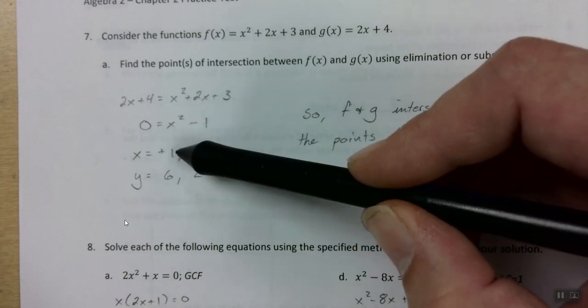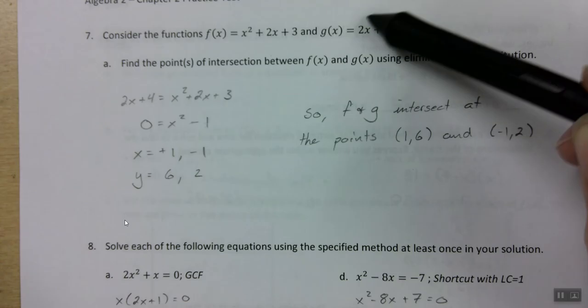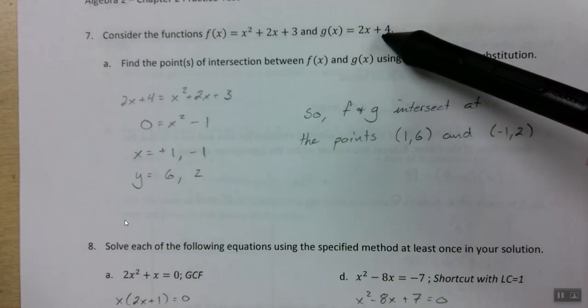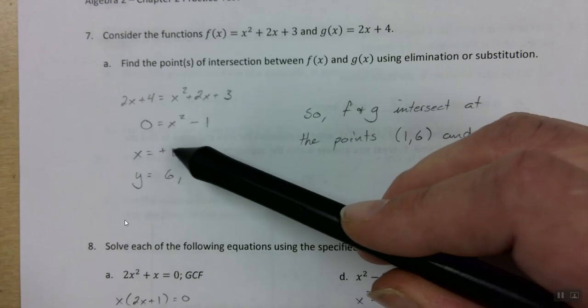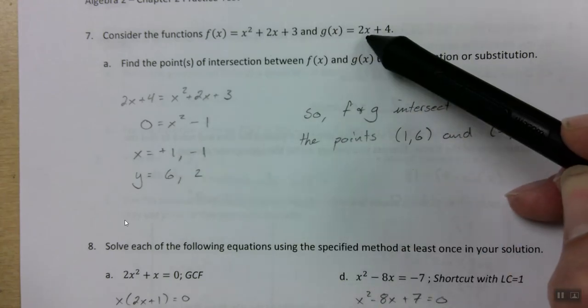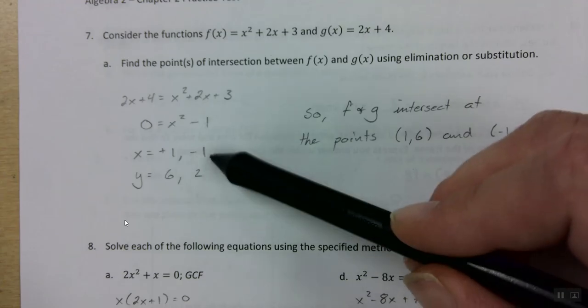If I got a 1 for x, I could plug it into this or this. I would do this because it's easier. What's 2 times 1? Plus 4? Hey, look at that. 1 and 6 is one of these ordered pairs. If I do the same thing with -1, I'm going to get -2 plus 4 is a positive 2. And here's my other intersection.